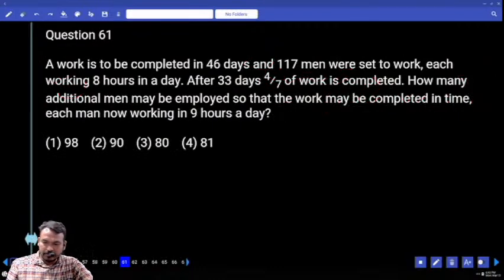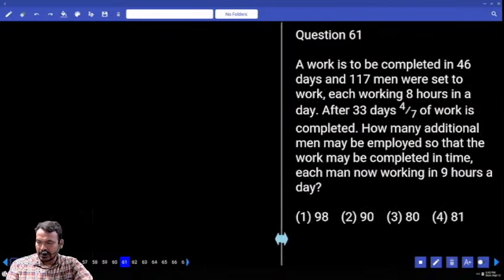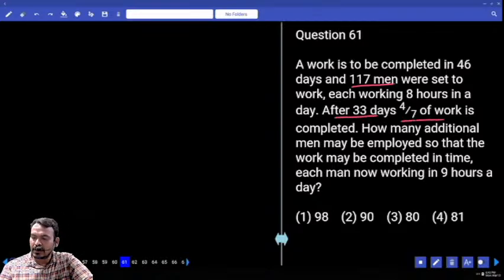Next, question 61. A work is to be completed in 46 days, and 117 men were set to work, each working 8 hours in a day. After 33 days, 4/7th of the work is completed. Means 117 men worked for 33 days. How much work is completed?